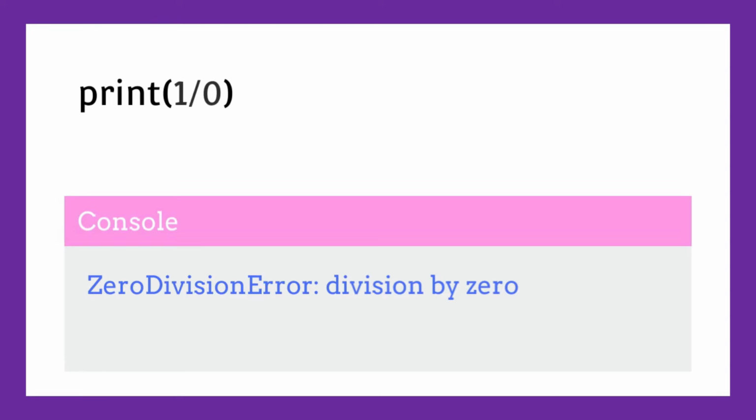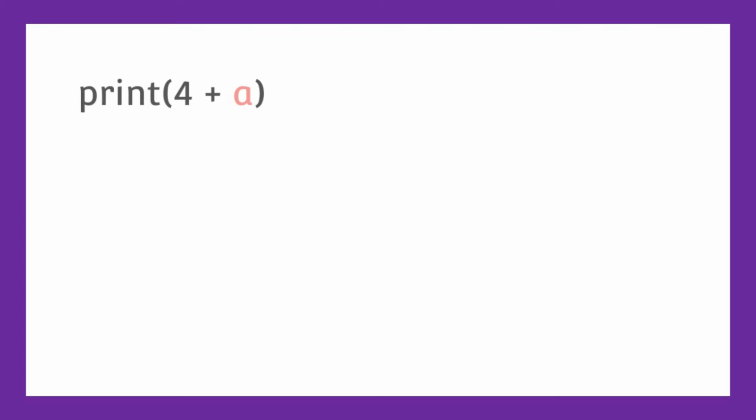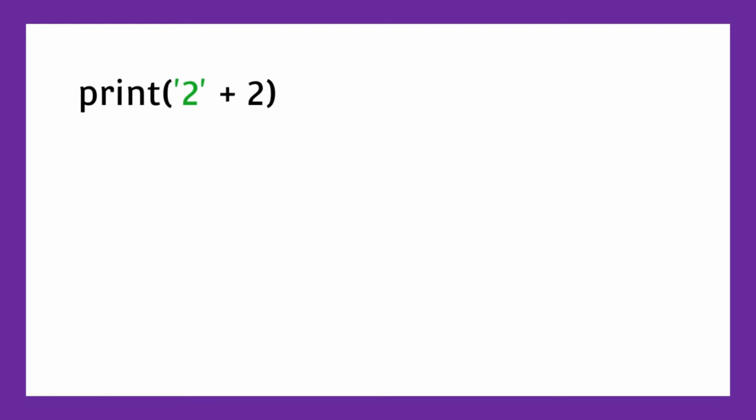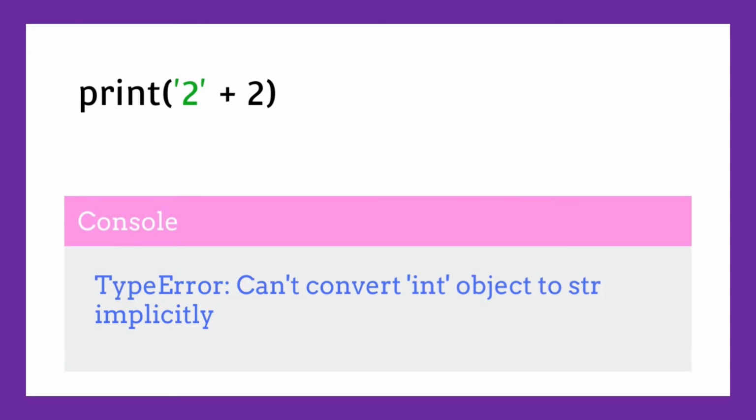Let's say if I write print 1 divided by 0, and if I run, it will give a zero division error. Or let's say if I write 4 plus a, where a is a variable which is undefined, and if I run, it will give a name error: name a is not defined. Let's take another example. I write 2 plus 2, where the first 2 is a string and the second 2 is an integer, and if I run, it gives the error: cannot convert int object to str implicitly.